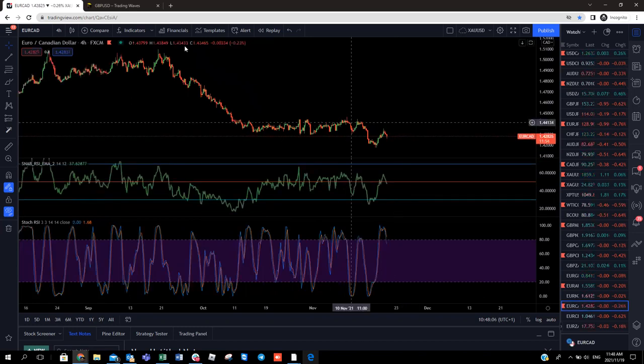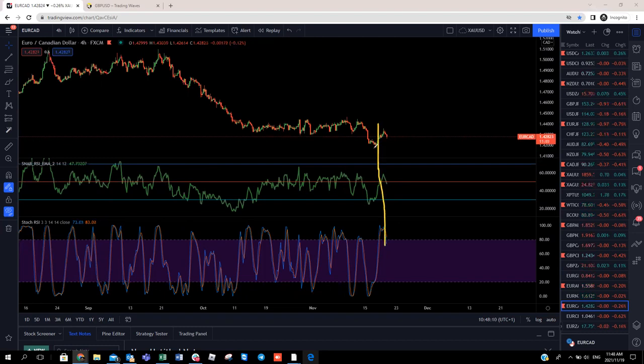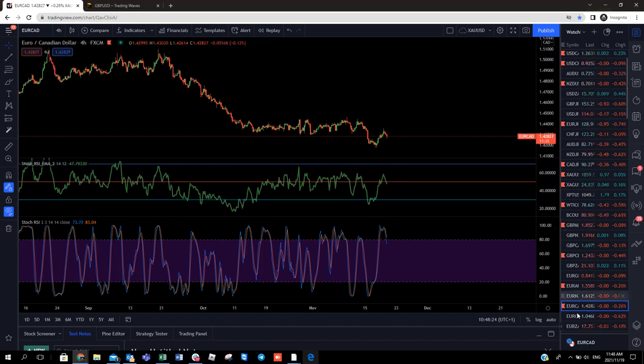EuroCAD also showing continuation to the downside. Look at that there. We've got the structure pulling back. We've got the RSI below 50. We've got the reset here. So no surprise that we see this one continue lower like this. Right.